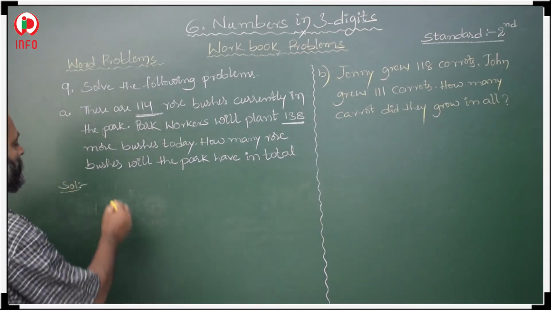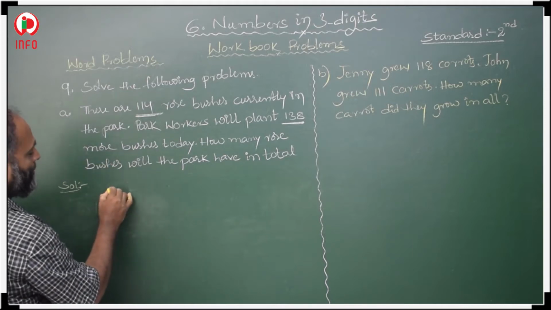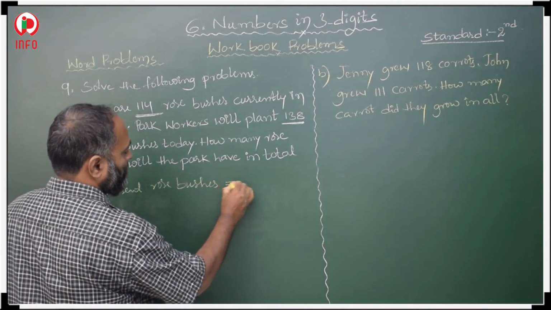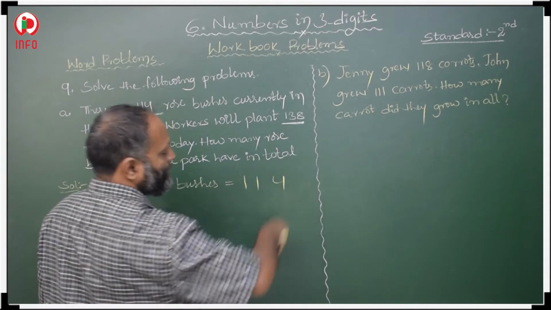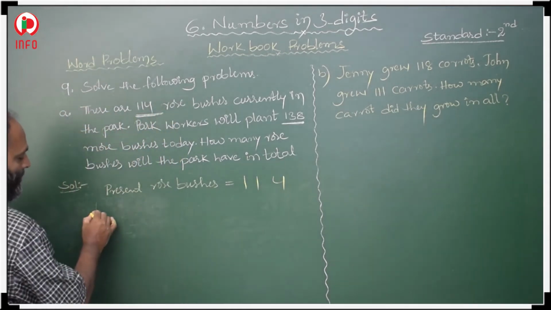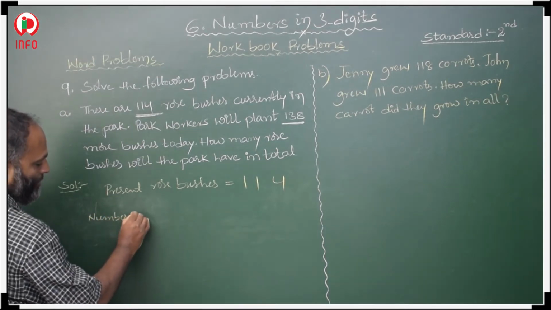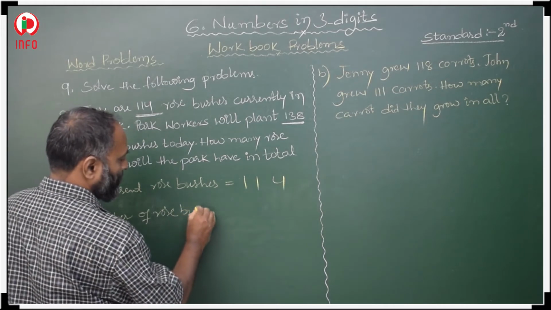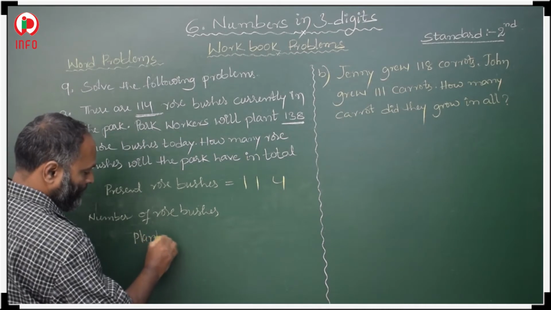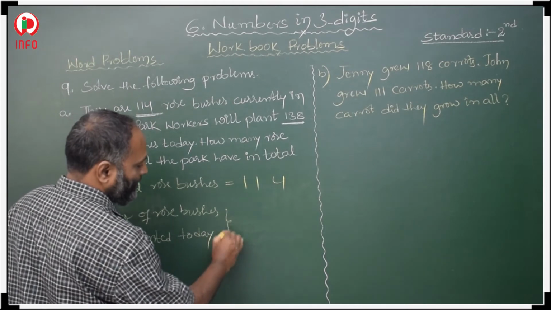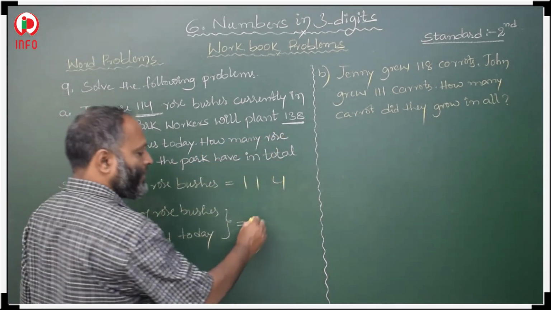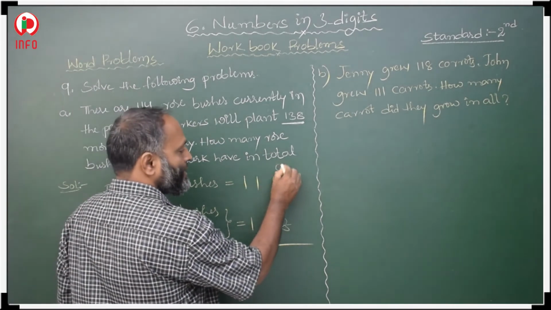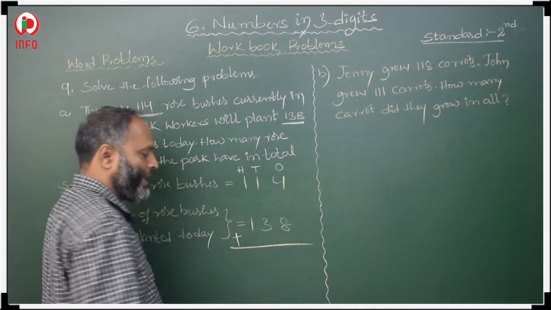Okay. Then here, present rose bushes. How many? 114. So these many bushes were there. Then number of rose bushes planted today. How many? 138. Then total bushes we have to find. So this is ones, this is tens, this is hundreds. Then what we have to do? Addition we have to do.